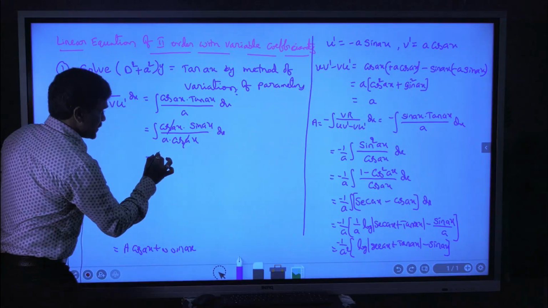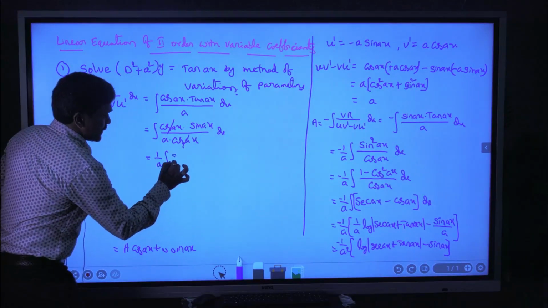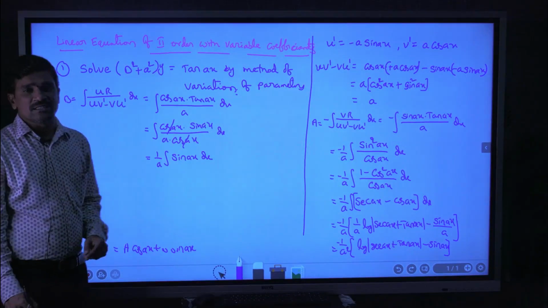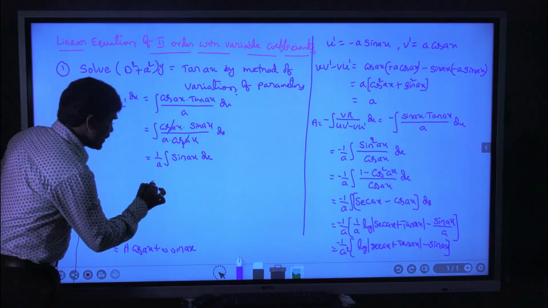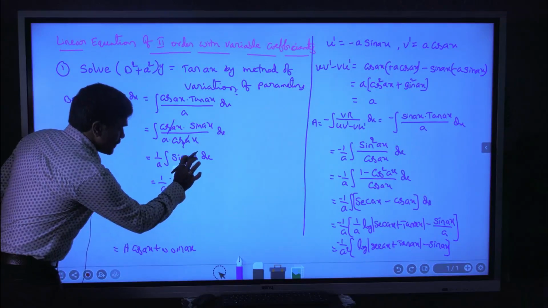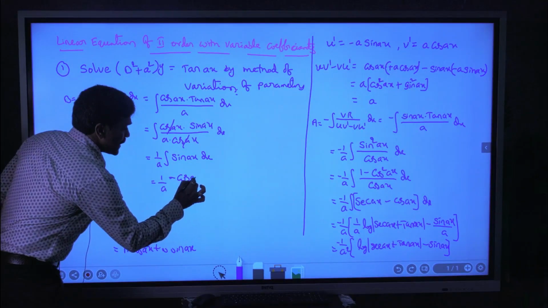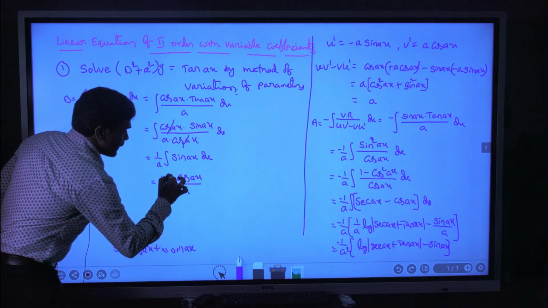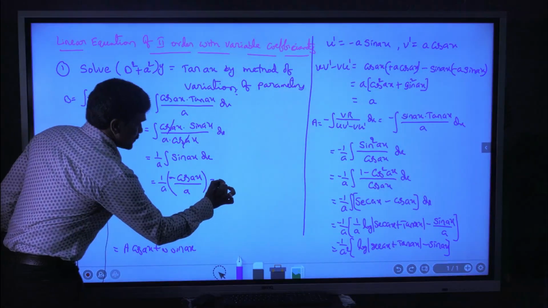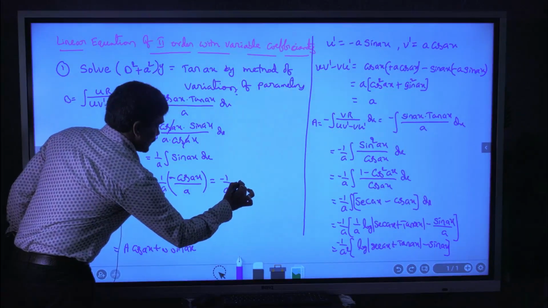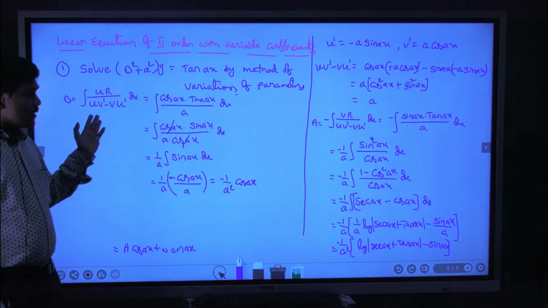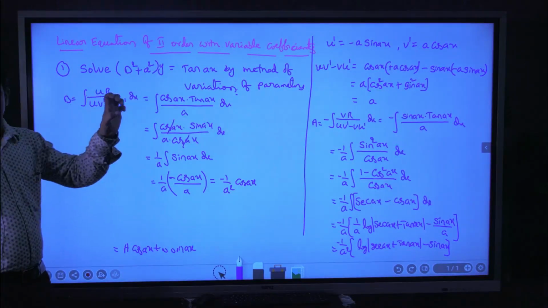So what is the remaining term? 1 by a is constant, integral sin ax dx. So what is the sine integration? Sine integration is here 1 by a constant, minus cos ax by a. This is the integral of sin ax. Now write minus 1 by a square cos ax. This is the B.